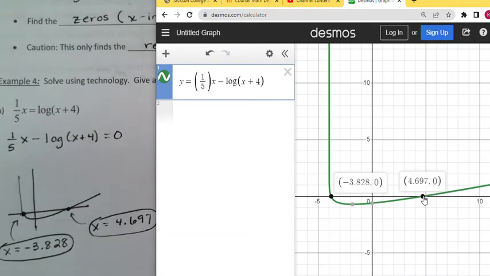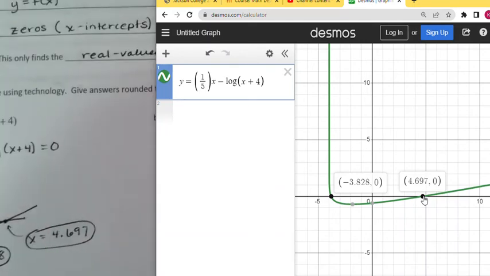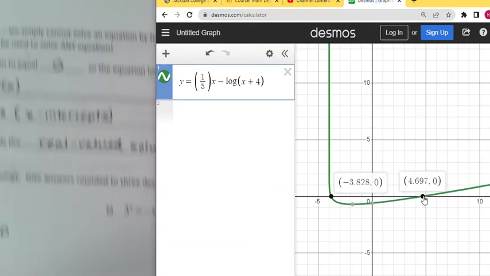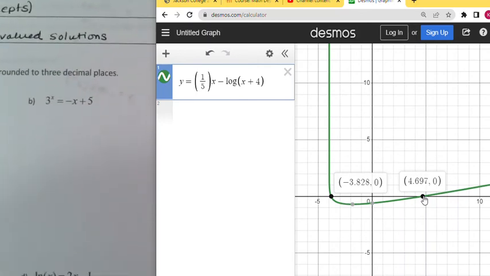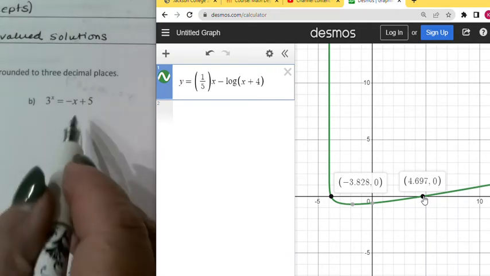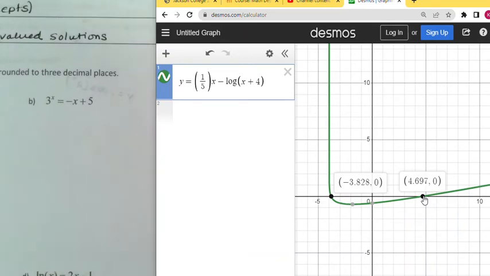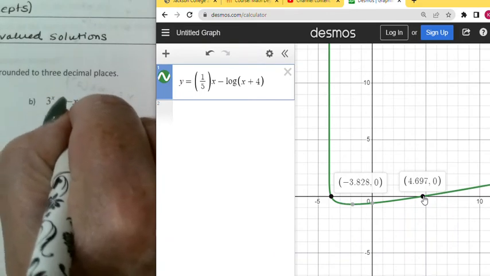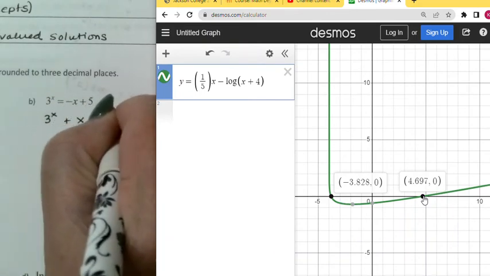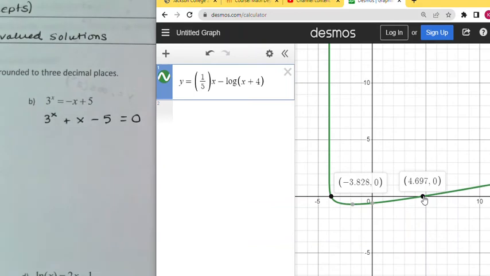All right, let's try another one. Get this lined up right. There we go. B asks us to solve 3 to the x power equals minus x plus 5. Again, I can tell you just from here that nothing's going to factor out. So let's get it equal to 0. 3 to the x plus x minus 5 equals 0.